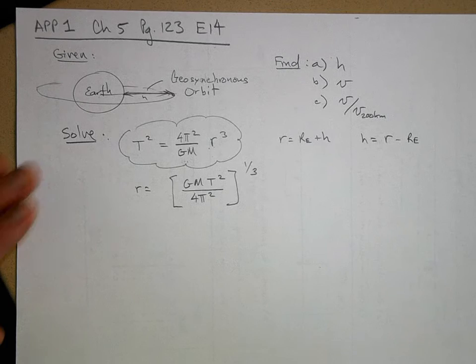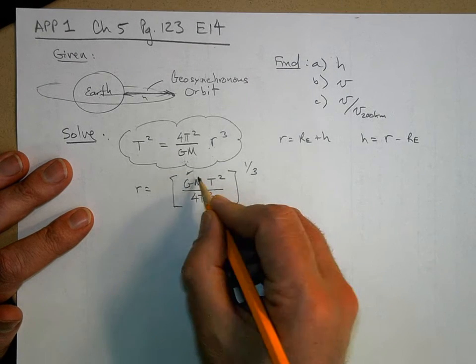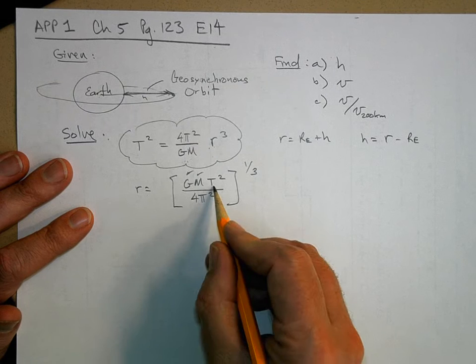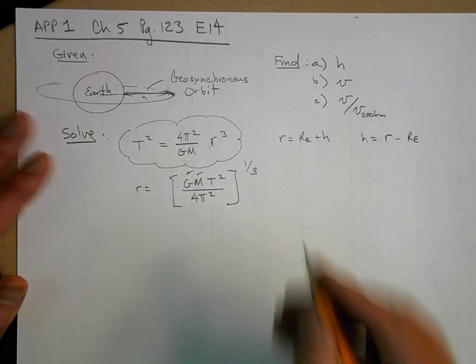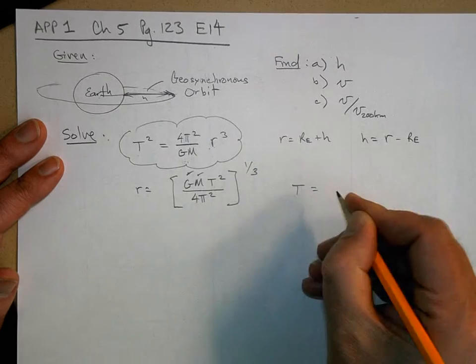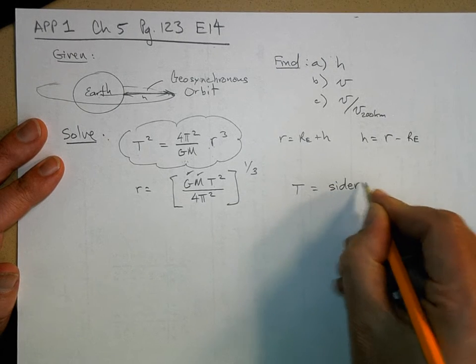Well, this tells me what to do. I know G. I know the mass of the Earth. I think you know the period. And then if you use what the book did, the period is wrong. Let's figure out the period. The period is equal to what is called a sidereal day.